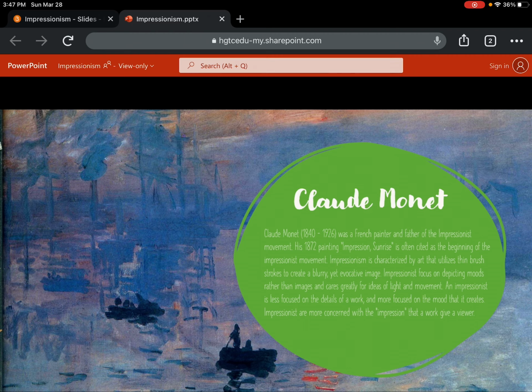An impressionist is less focused on the details of a work and more focused on the mood that it creates. Impressionists are more concerned with the impression that the work gives the viewer. So it can have quite an impact even if it's not photorealistic. And so that's one thing, again: there's this sense of being hazy, this sense of blurred lines and fuzzy edges, rather than the stark photorealism of the previous periods.